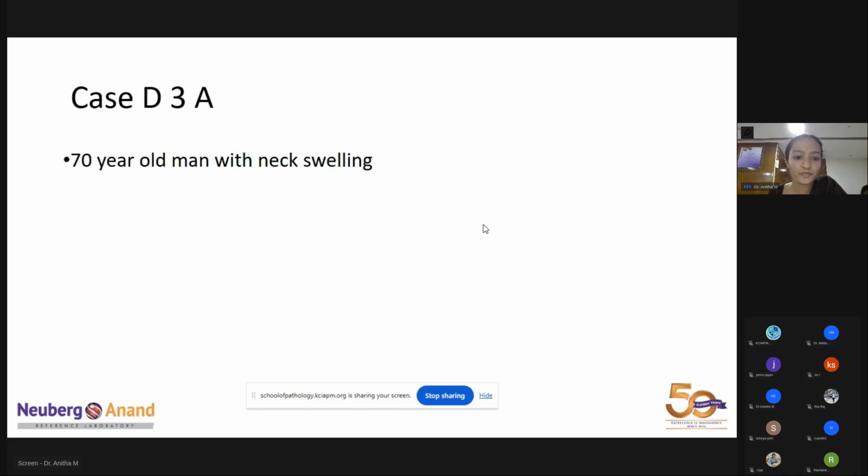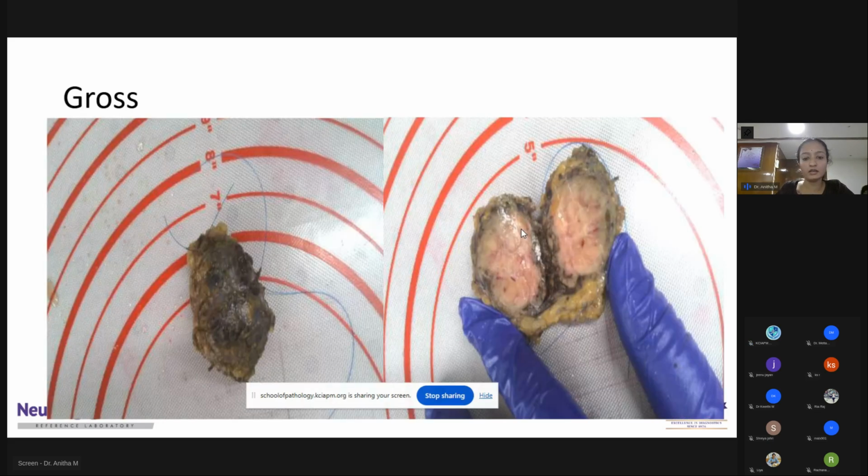Go ahead, please. Okay. So this was a 70-year-old male with neck swelling. It was a soft tissue swelling. So grossly, this is what we had received. A very well circumscribed mass, which was oriented with sutures. There were no deposits, and it did not appear infiltrating on the surface. Cut section showed a homogeneous tumor with attached fat tissue. There were no heterogeneous areas like cystic, necrotic, or hemorrhagic areas.